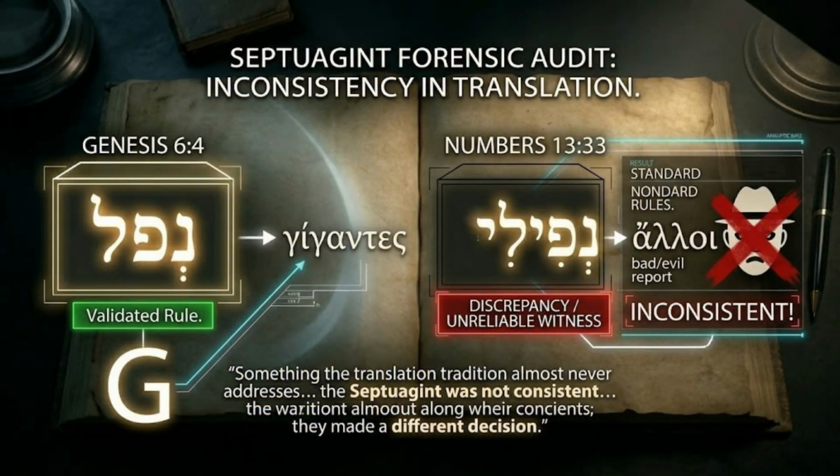And there is something else, something the translation tradition almost never addresses. The Septuagint was not consistent. It did not render Nephilim as gigantes in both of the word's 2 appearances. In Numbers 13, the second and final time Nephilim appears in the entire Hebrew Bible, the translators made a different decision, and that inconsistency is where this case gets forensically interesting.